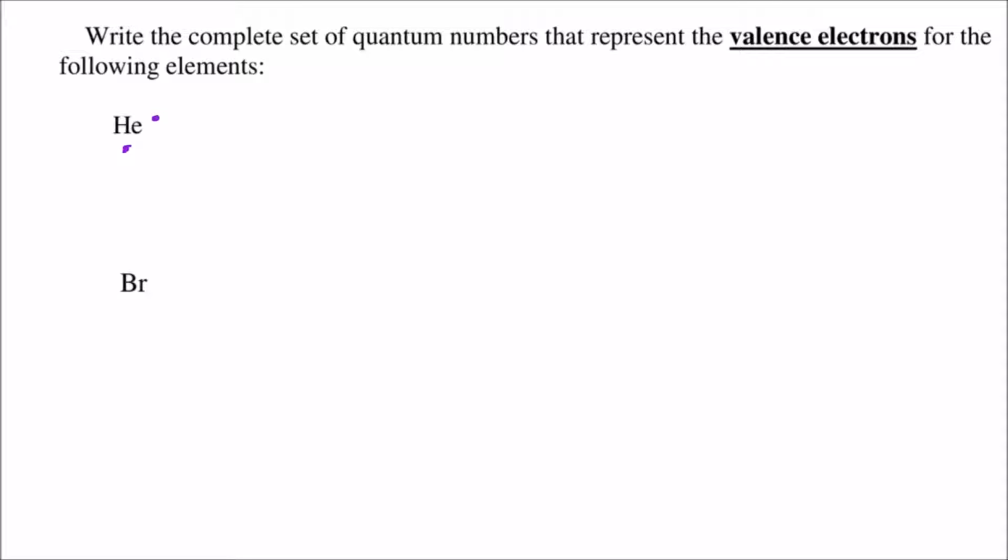I want you to take a second, get out a sheet of paper, and write down what you think the quantum numbers are for this electron, and then what you think the quantum numbers are for that electron. Take a second to do that.